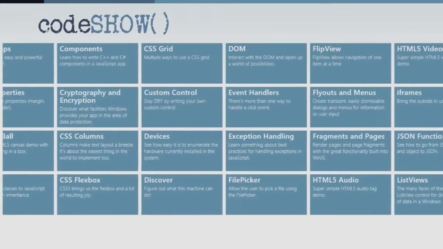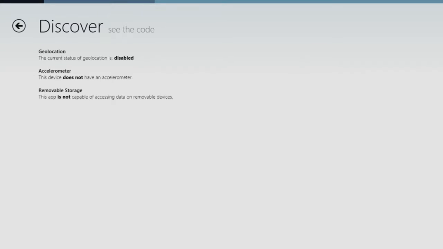And I've got a demo on CodeShow called Devices. I'm sorry, not Devices, that's not what I'm thinking. I'm thinking of Discovery. The Discovery demo, and I've only got 3 of them in there right now, but more need to be added, allows you to ask these questions of the different devices. What is the current status of geolocation? Currently, it's disabled. The accelerometer, this device does not have an accelerometer, so it's telling you right there.